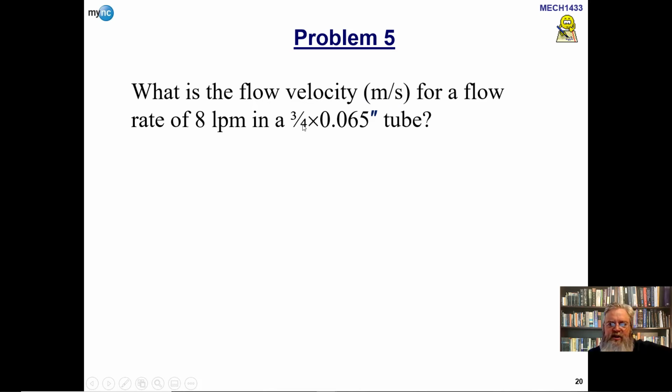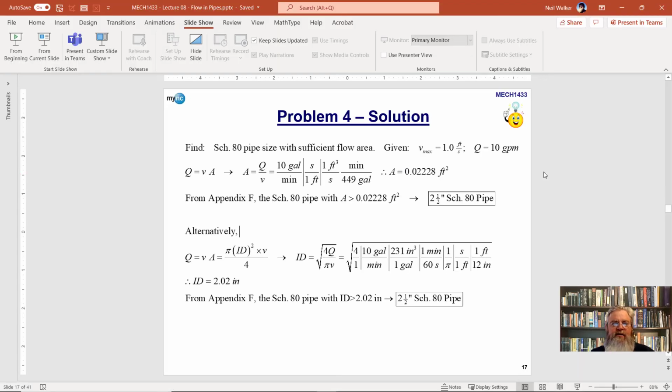We have this tube, a 3/4 by 0.65. That means the outside is 3/4 of an inch in diameter, pretty much bang on, and the wall thickness is 65 thousandths of an inch. But the flow rate is in metric. It's 8 liters per minute. So it's like a metric application in which we're using this inch series tube. Anyway, we want to know what's the flow velocity that happens here.